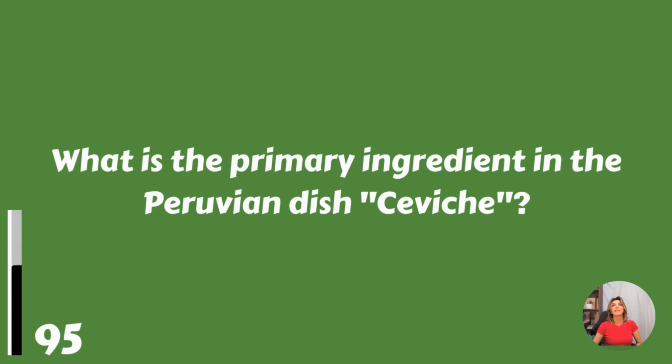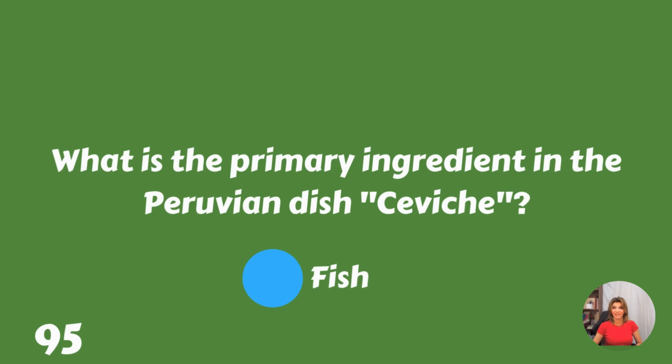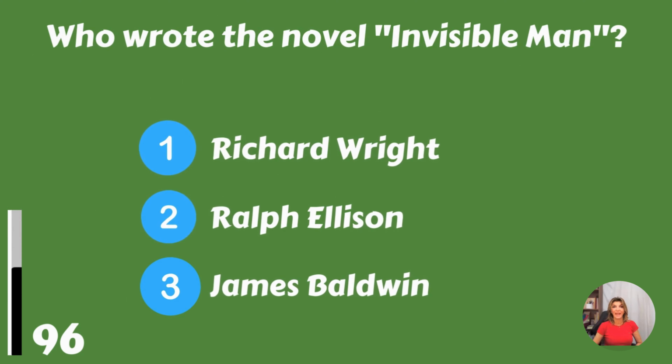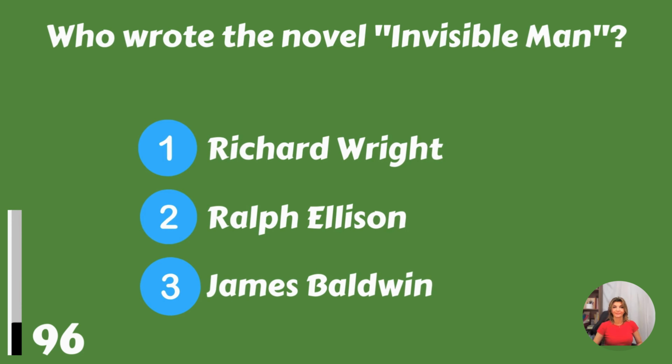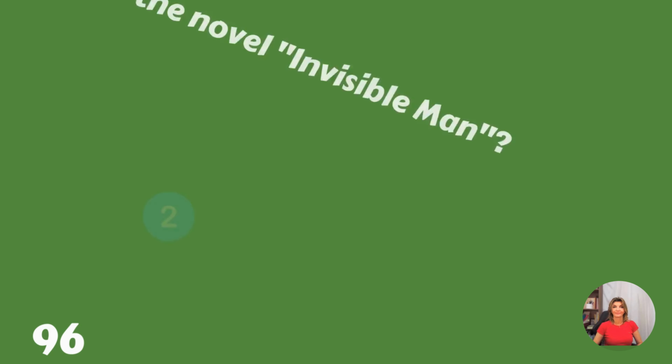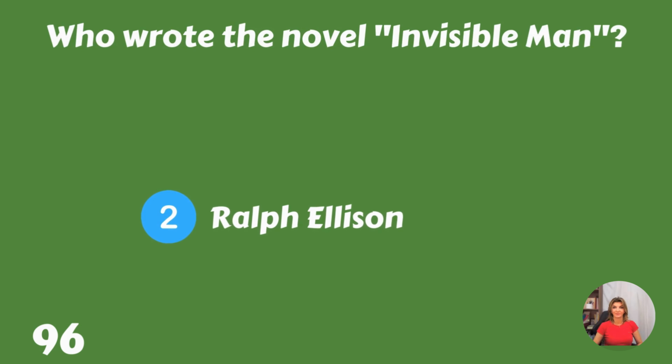What is the primary ingredient in the Peruvian dish ceviche? The answer is fish. Who wrote the novel Invisible Man? Richard Wright, Ralph Ellison, or James Baldwin? Ralph Ellison.